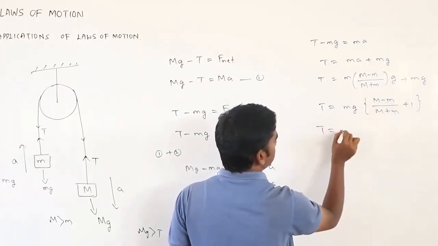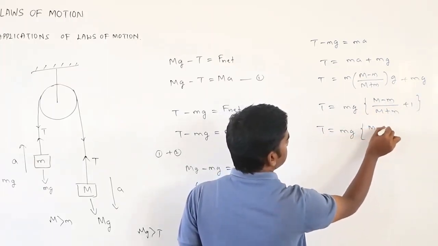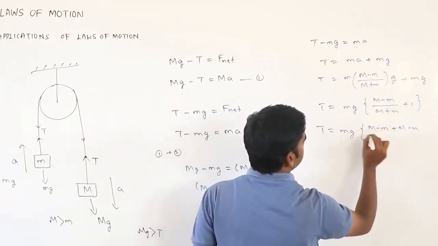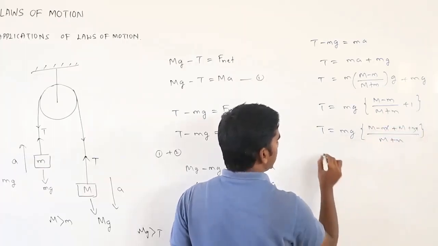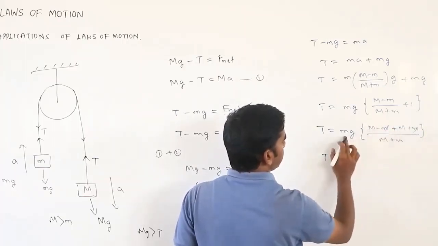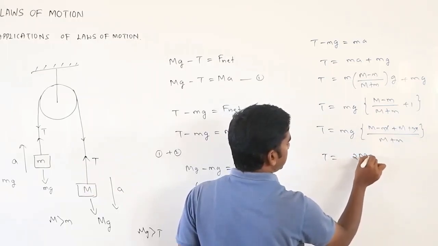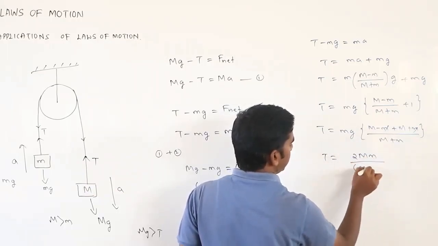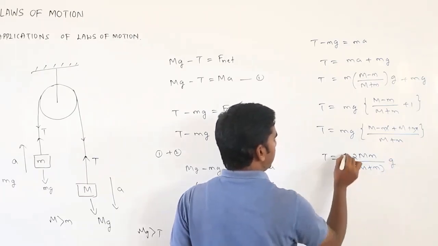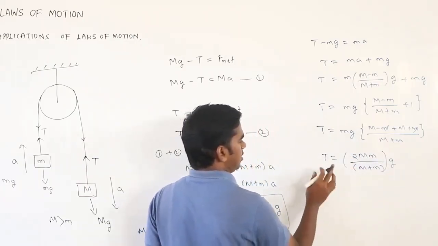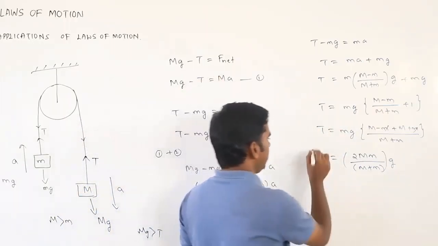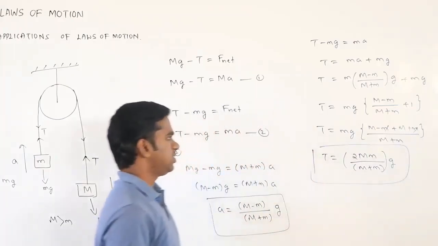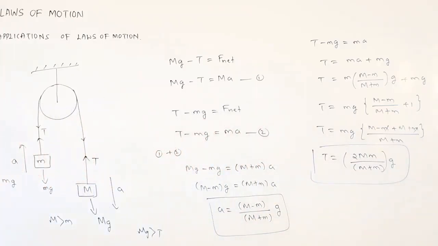So T equals mg into (M minus m plus M plus m) divided by (M plus m). So m will get cancelled. So what remains is 2 times M into m into G, divided by M plus m. This is going to be the tension. If you substitute in the first equation, you will also get the same answer. So you got both tension and acceleration. This is how you can solve the problems with the help of net force.